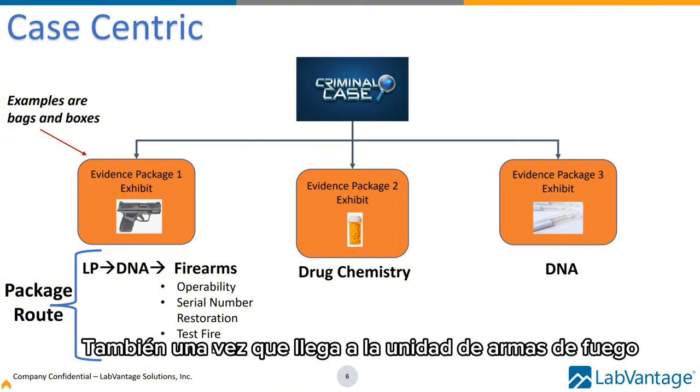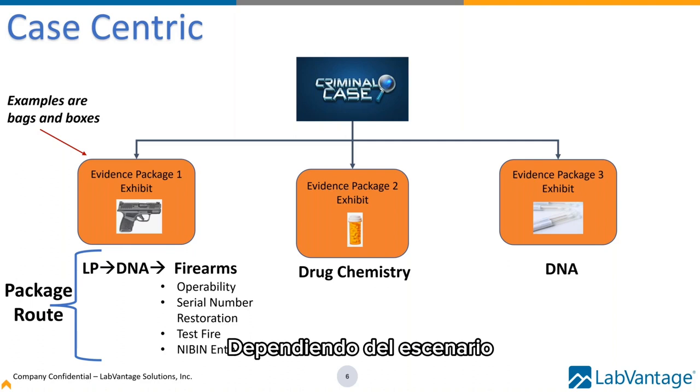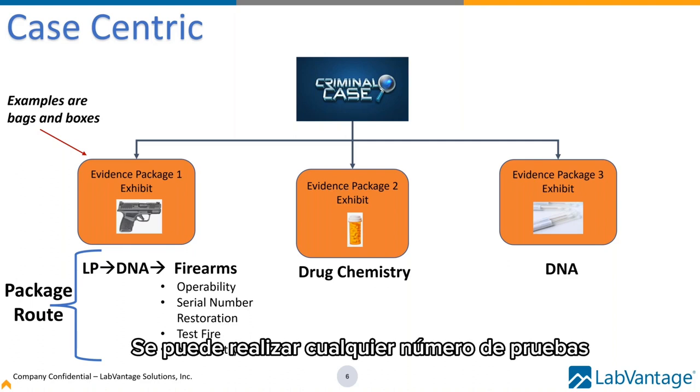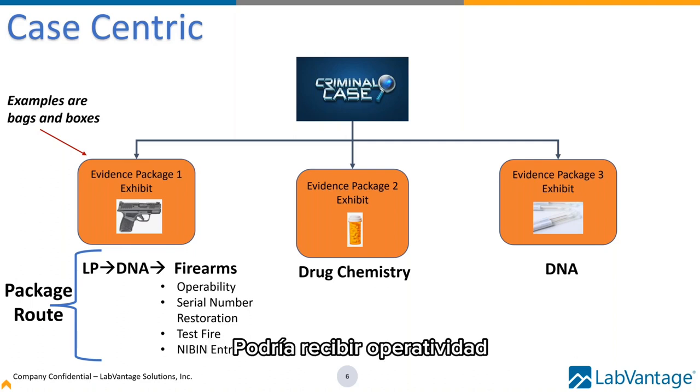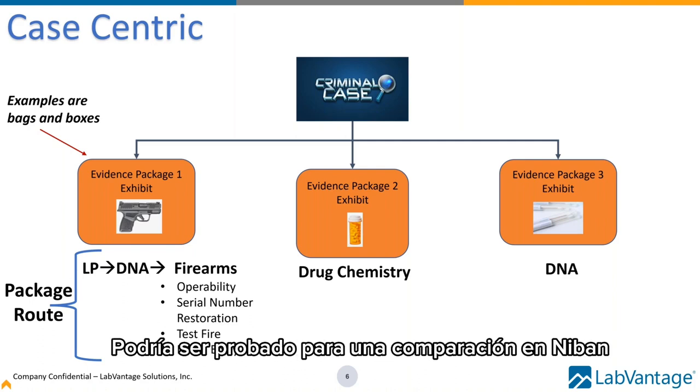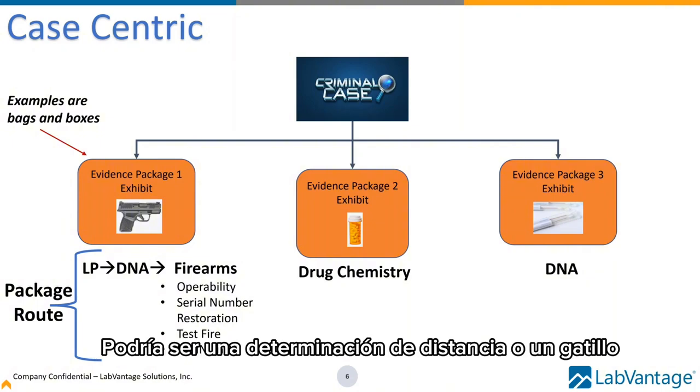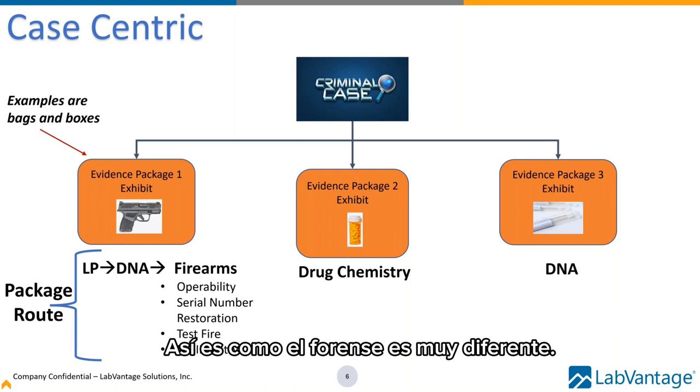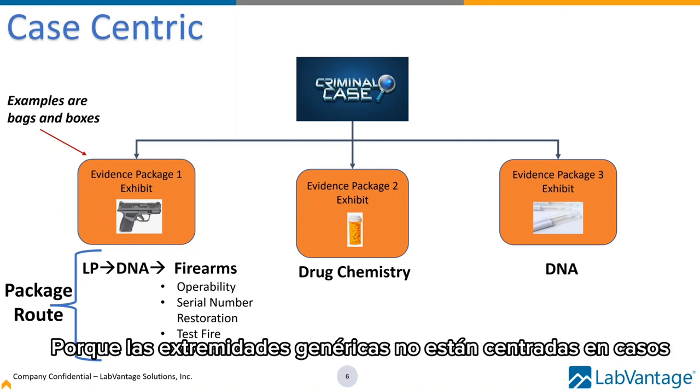Also, once it gets to the firearms unit, depending on the scenario, any number of tests may be performed. It might receive operability, serial number restoration. It might be test fired for a comparison in NIBIN. It might be a distance determination or a trigger pull. So this is how forensics is very different and why a generic LIMS is not well suited for the forensic industry, because the generic LIMS are not case-centric.